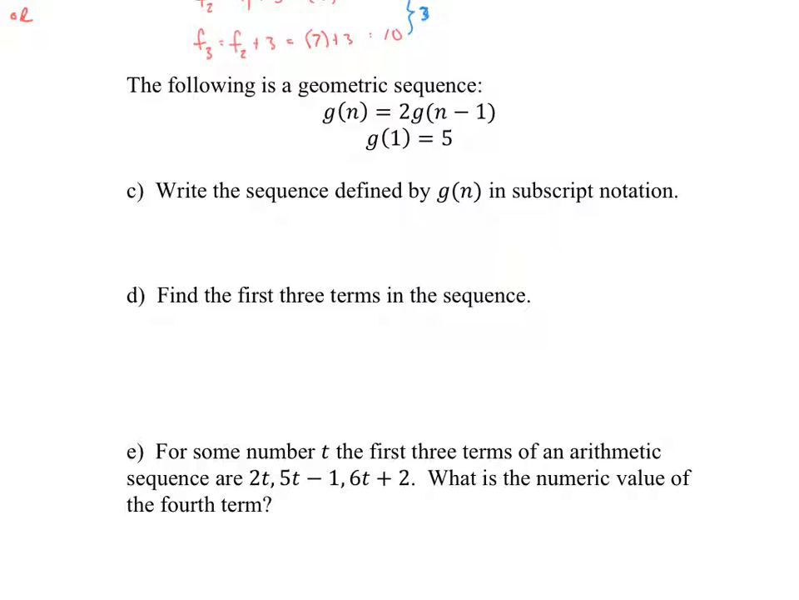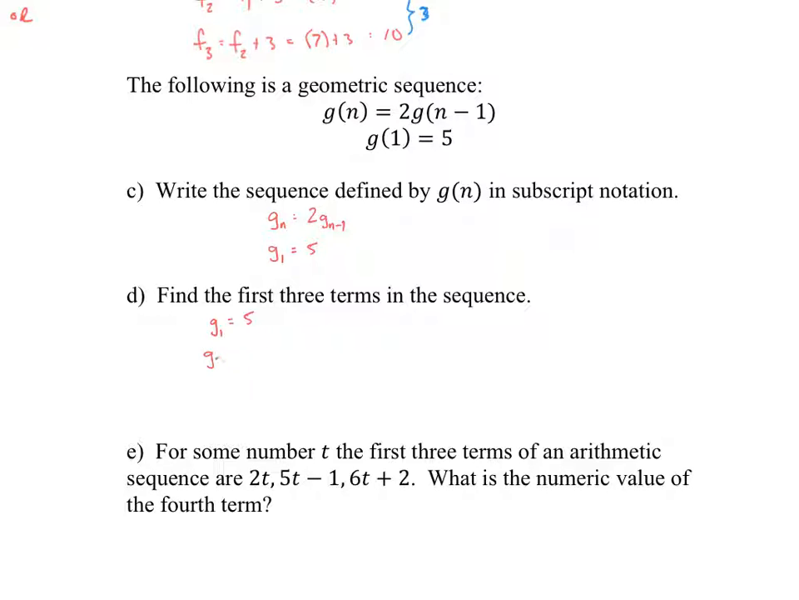So let's write it in subscript notation. Instead of writing g of n, I'll write g sub n equals 2 times g sub n minus 1. And I know that g sub 1 is 5. My first term is 5. So let's find the first 3 terms. The first term is 5, that's given.